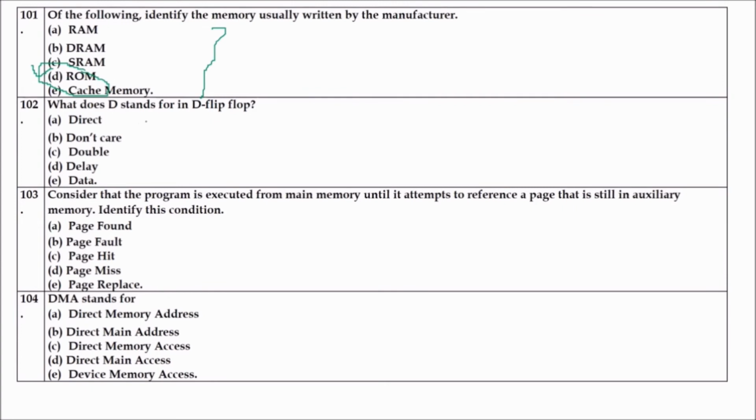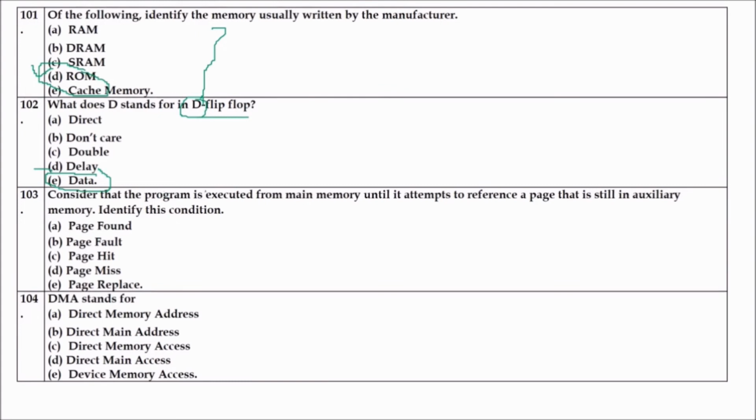Next is, what does D stand for in D flip-flop? Is it delay or any other? 102. The answer is D stands for data. It is data flip-flop. Okay.